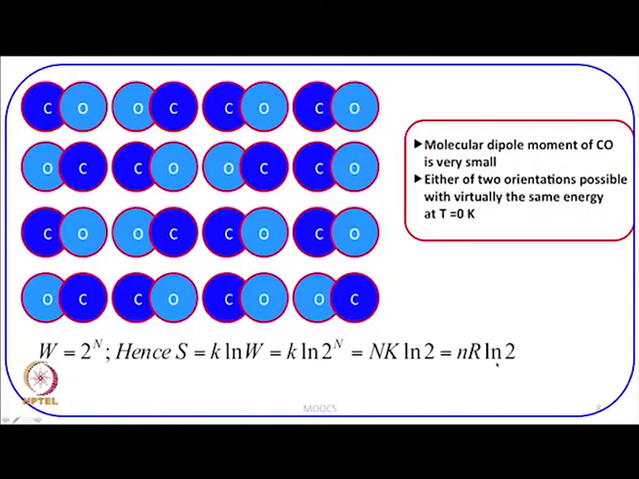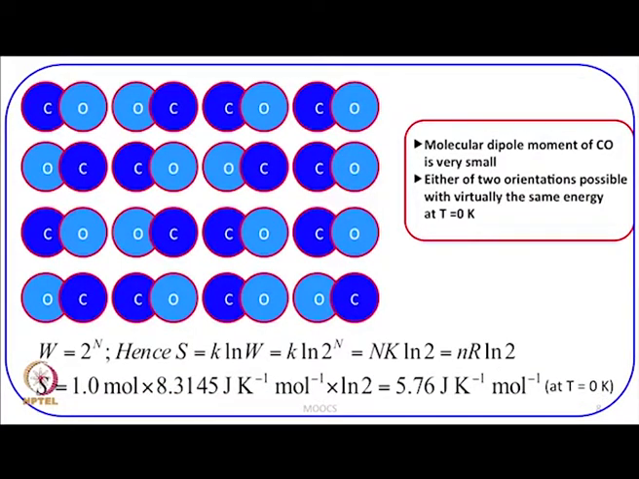This is nR log 2, and once you substitute the numbers, the entropy comes out to be 5.76 joules per Kelvin per mole. So the point to be noted here is that in this case, the entropy at absolute 0 is not 0. There is some value of entropy, which is 5.76 joules per Kelvin per mole. That means there is a configurational disorder here, and later on we will discuss that this configurational disorder forms the residual entropy of the system.